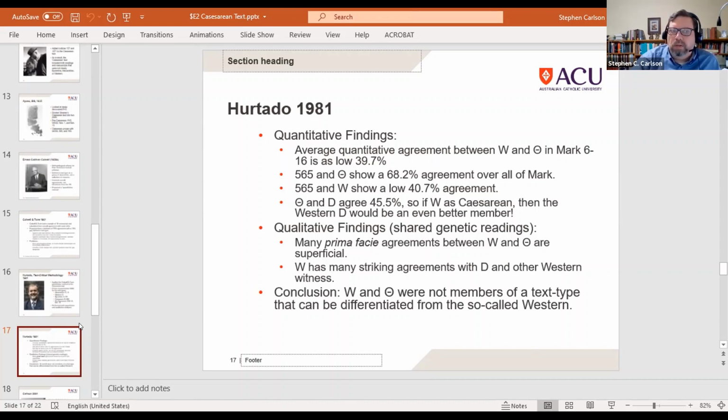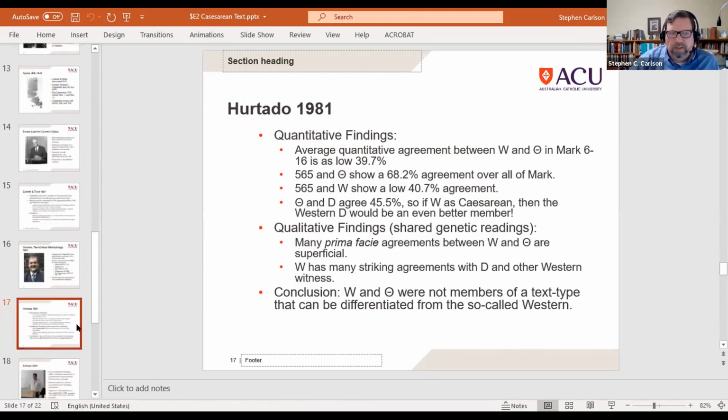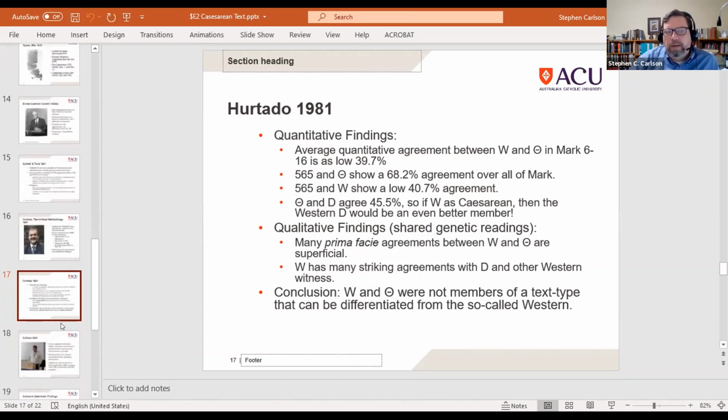The Germans in Munster under Kurt Aland started thinking about, well, maybe not text types, but whether the papyri we're going to look at are strictly controlled or are they loose. And so all the manuscripts that were strictly copied tended to be Alexandrian, and the ones that aren't, we would recognize as Western. And so it's that.